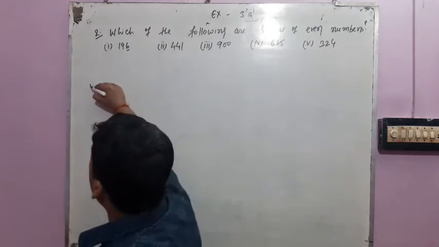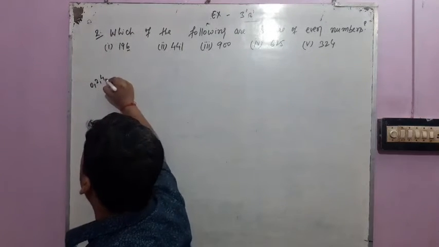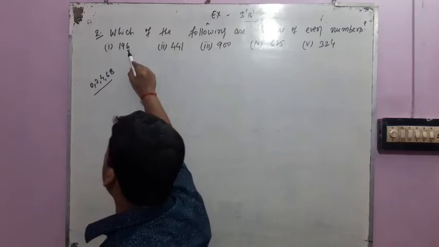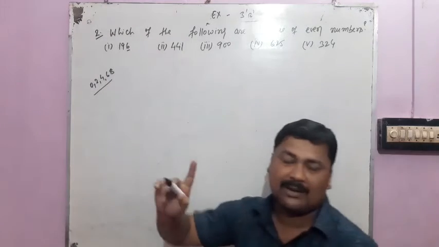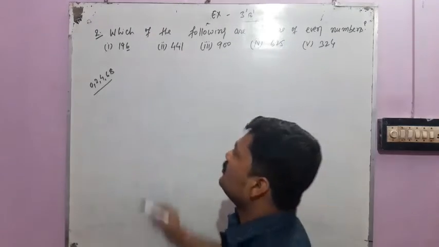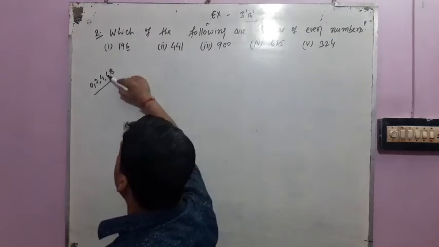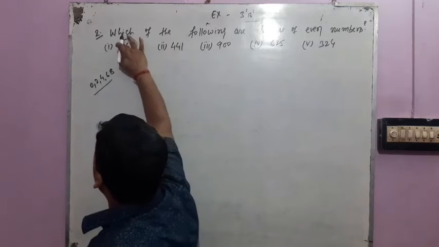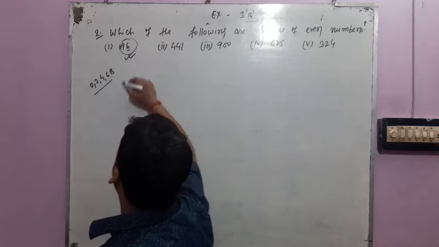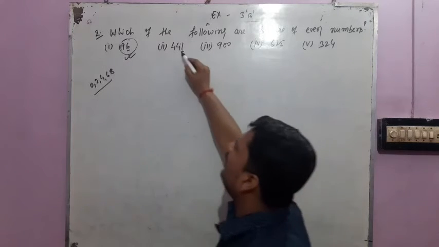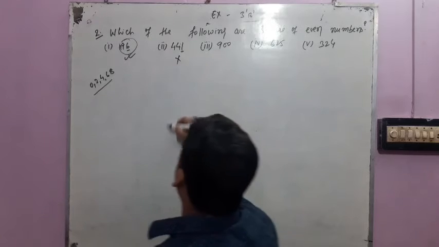So, out of these 5 digits 0, 2, 4, 6 or 8, if any one is present at the end of the number, then the number is an even number. And the square of an even number is always an even number. So, at the end of this number 6 is present, so this number is an even number, so it is a square of an even number. Now what is the last digit of this number? 1. It is not an even number, so it is not a square of an even number.